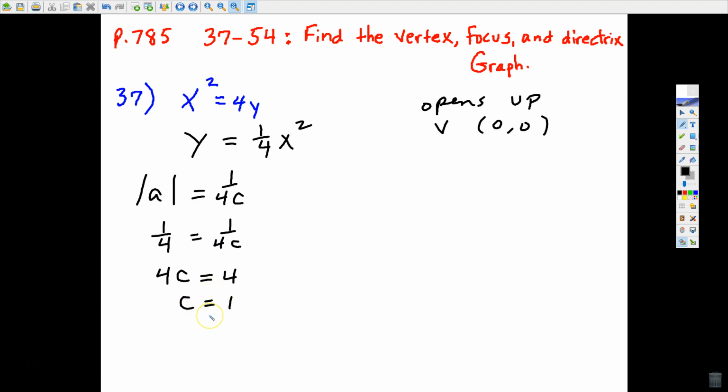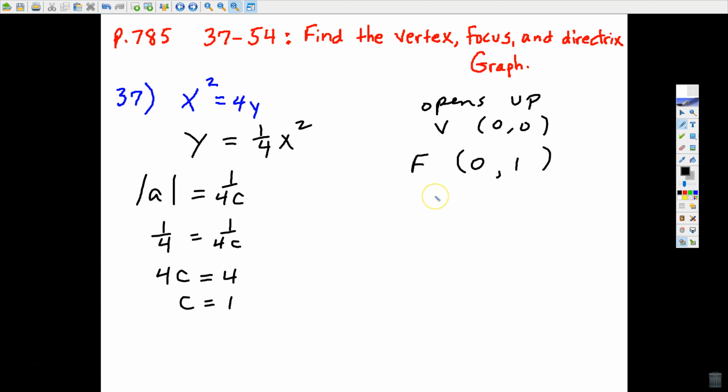So what is c again? What does it stand for? Distance from vertex to focus. And we also have to pay attention to how the parabola opens, because we're going to travel that same direction from the vertex. And so since this parabola opens up, I'm going to travel c places, one place, straight up from the vertex. And where does that put me? What ordered pair? If I go straight up one place from the vertex, I'm at what ordered pair? Yep, (0, 1). So that's the focus.